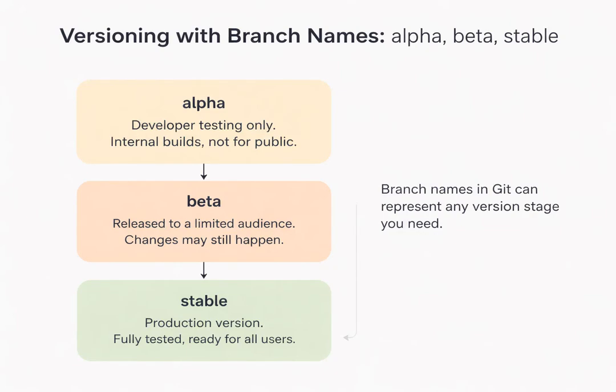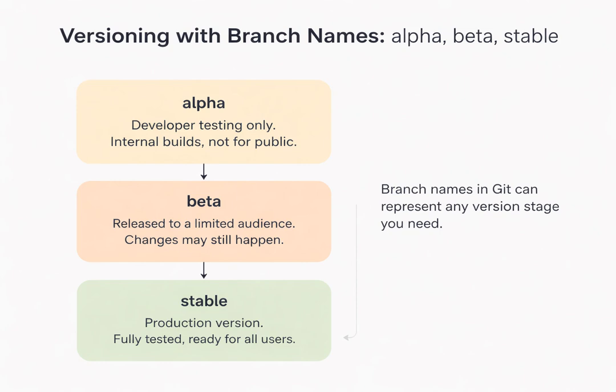Here's something really practical about how teams use Git branch names to represent software version stages. The instructor walks through 3 common version labels. First, alpha. This is the version that only developers use internally for testing. It's rough, it's early, and it's not meant for the public.